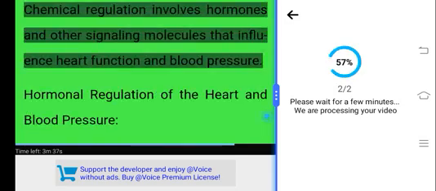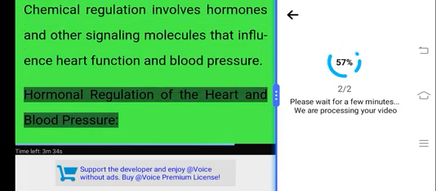Chemical regulation. Chemical regulation involves hormones and other signaling molecules that influence heart function and blood pressure. Hormonal regulation of the heart and blood pressure.